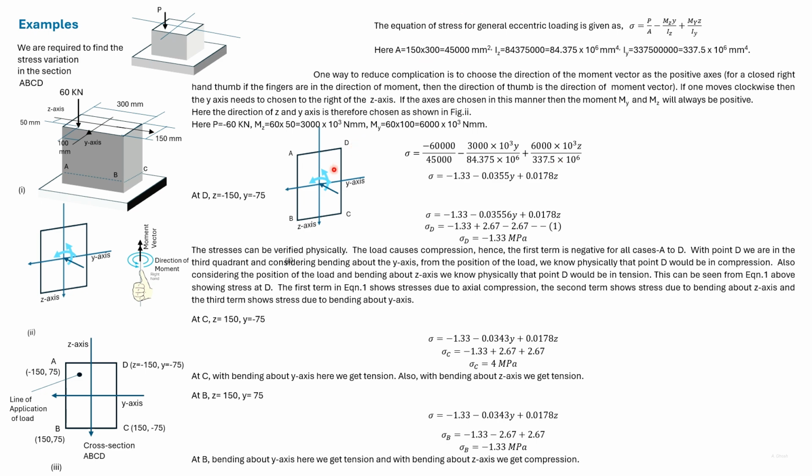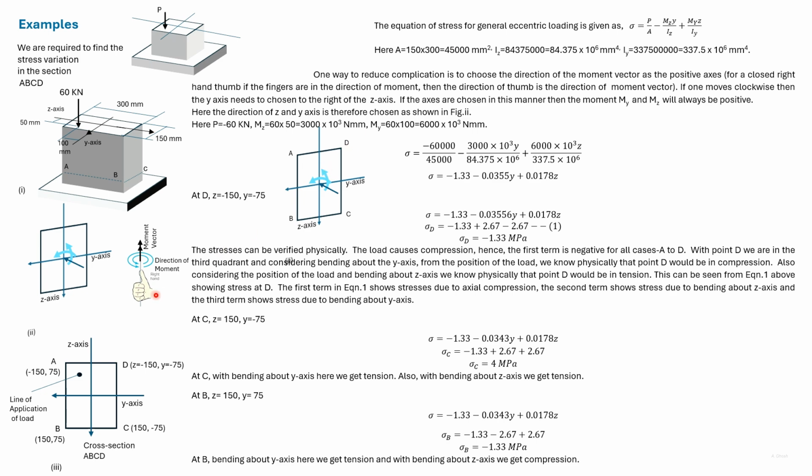Consider the point D. At D, based on the axes chosen, both y and z are negative. So we substitute these values to get the stress at D. Similarly, we substitute z and y for the point C to get the stress sigma C, and z and y for point B to get the stress sigma B.